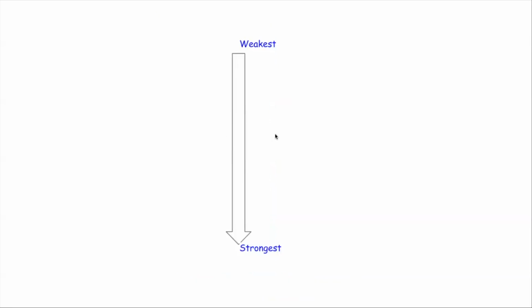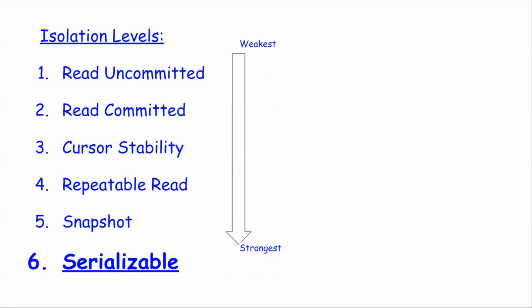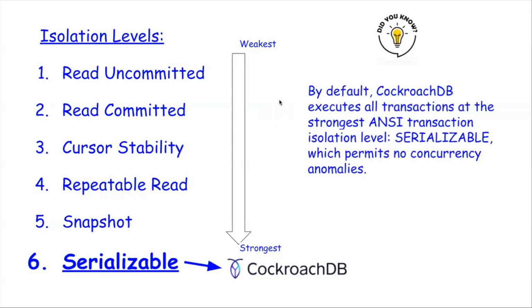So now let us understand different isolation levels supported by various databases. These are the key ones: read uncommitted, read committed, cursor stability, repeatable read, snapshot, serializable. This is in the order of weakest to strongest, serializable being the strongest. By default, CockroachDB executes all the transactions at the strongest transaction isolation level, which is serializable, which permits no concurrency anomalies. It doesn't permit any of the concurrency anomalies which I have talked about.